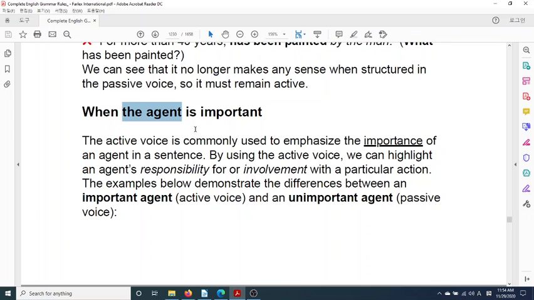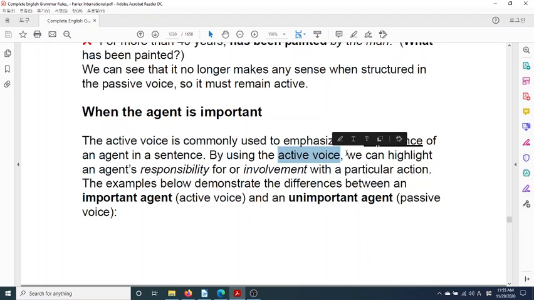But what if the agent is important? Someone asked you, who ate that pizza? And you said, that is the pizza that was eaten. You didn't answer their question, right? You have to tell them the agent in that case. That's what they're asking for. So in those situations, right, the active voice is the only one you can use, or the one you should use. The active voice is commonly used to emphasize the importance of an agent in a sentence.